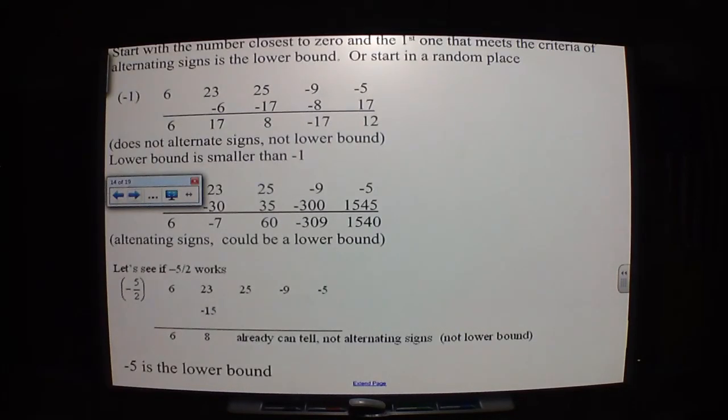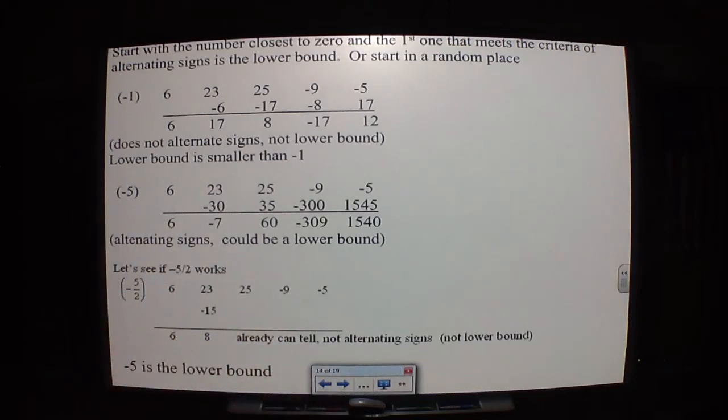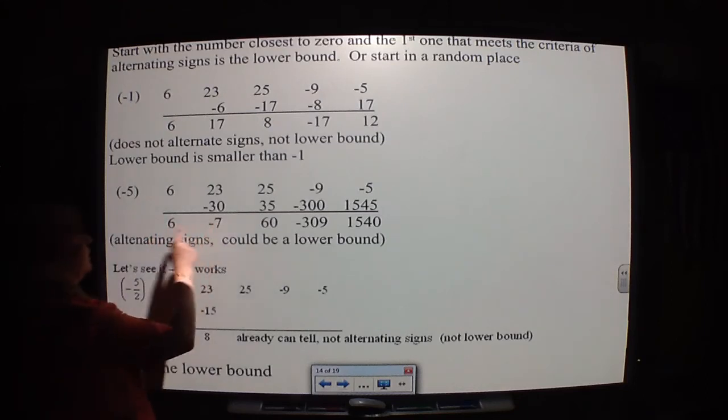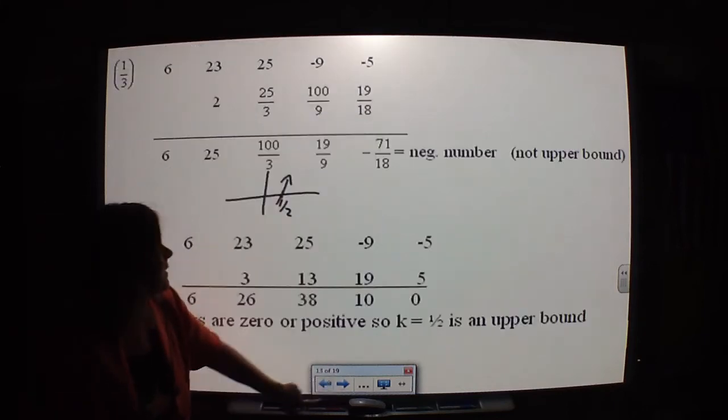You can do the same thing with the negative numbers, and really you should start closest to 0. I didn't always, but you really should, and work your way out. And when you do that, you can see that negative 5, and I have the work for you there. Negative 5, alternate signs when you do synthetic division. Positive, negative, positive, negative, positive. So that one is the lower bound. If I would pick a larger number than negative 5, it would do this also.